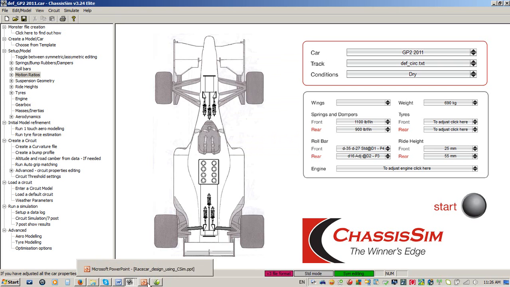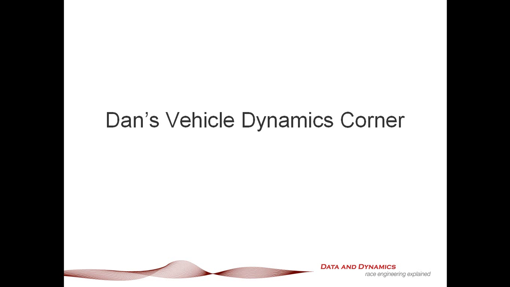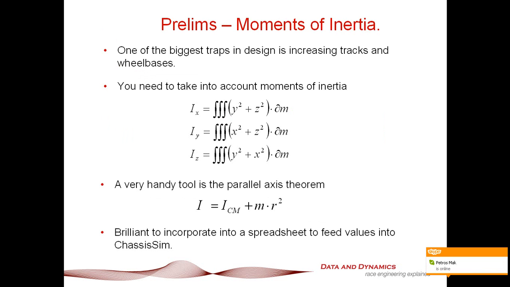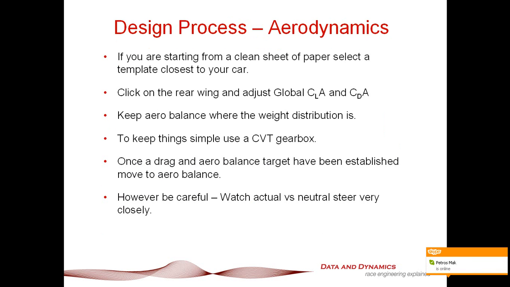The next point in the process is, once you've specified your L on D targets and the CLA and CDAs you're targeting, you move on to aero balance.